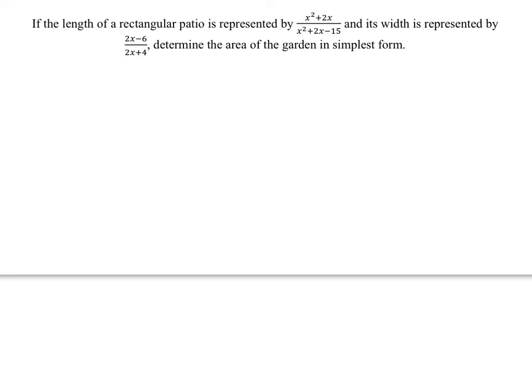Let's talk about what a rectangular patio would look like. From an overhead view, we might have something like this. Here's your patio. And we know that it has two measurements. The length of the patio is x squared plus 2x over x squared plus 2x minus 15. And the width of that patio is 2x minus 6 over 2x plus 4.